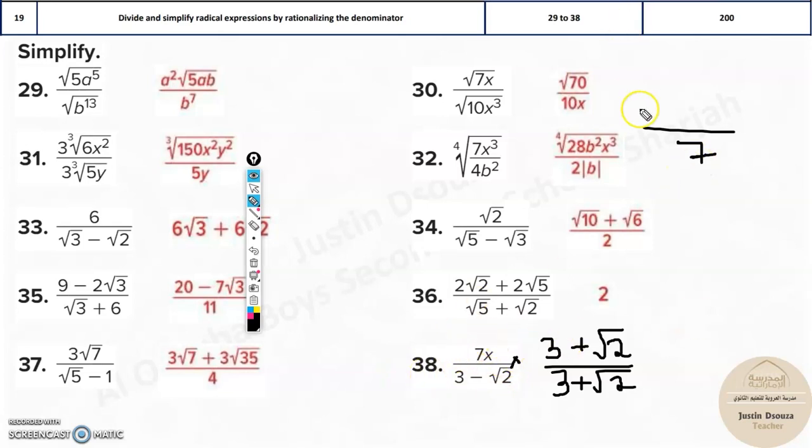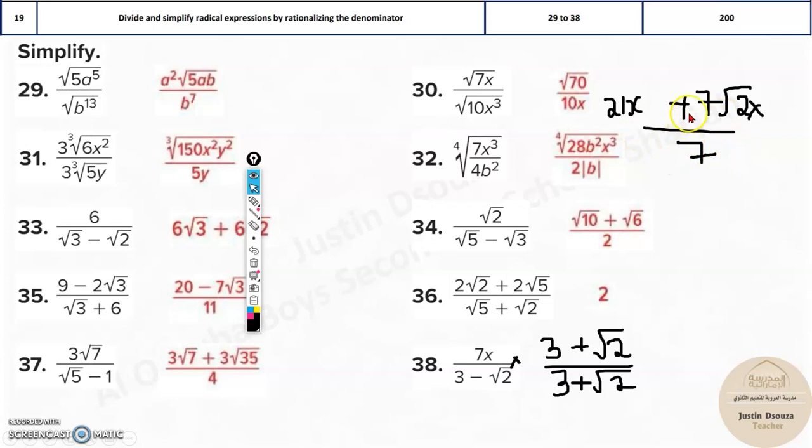Now the numerator, what is going to happen over there? You're multiplying 7 into 3. It's going to be 21x, and multiply 7x with this root 2 plus 7 root 2x. So this is what has happened now.